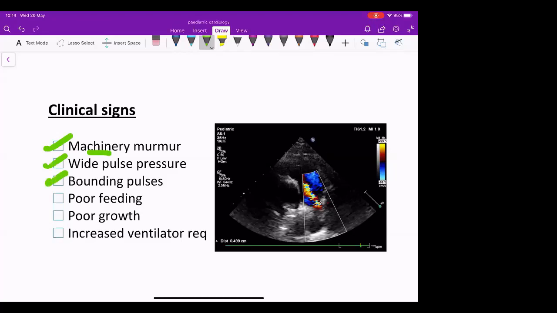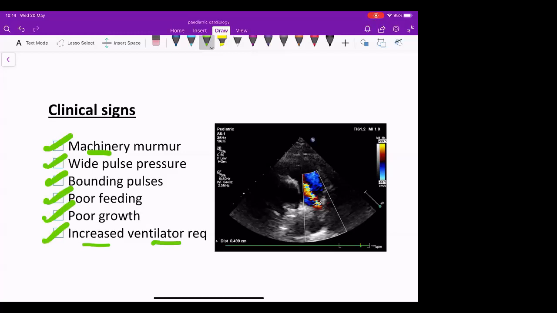Bounding pulses, so you know this, that as we'll talk about in a second, the heart's trying to work overtime to just kick blood out because it's getting so much runoff down the duct. So you get left heart overload, your heart's working overtime, so you get bounding pulses and a heaving sensation on the chest. Because you get this diastolic runoff and the heart's working overtime, they don't feed very well, and they don't grow very well. And we'll talk about in a minute, you can get lots of fluid on the lungs, you need increased ventilatory requirements, you just can't get these babies off the ventilator.